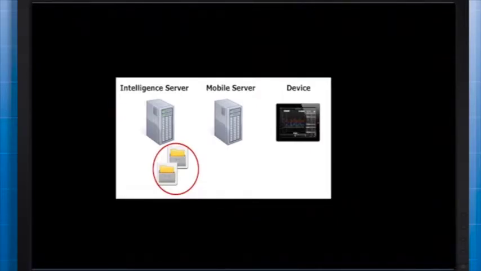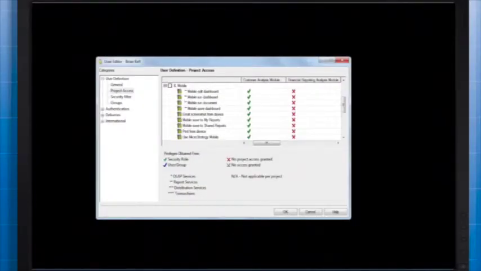In order to browse the project or run documents, the user needs the appropriate privileges as determined by the project administrator in MicroStrategy Desktop. For example, this user can view the customer analysis module project on his mobile device, but can't view anything in the financial reporting analysis module project. Configuration links do not change the user privileges.